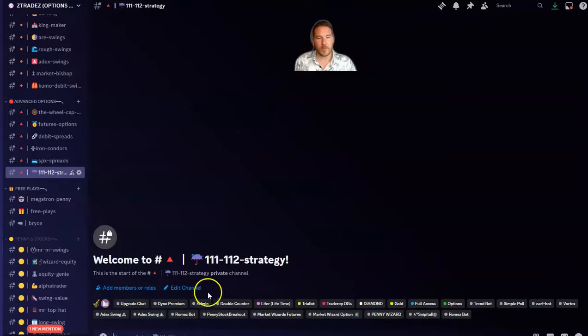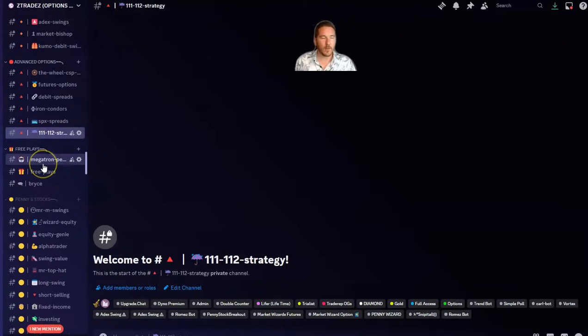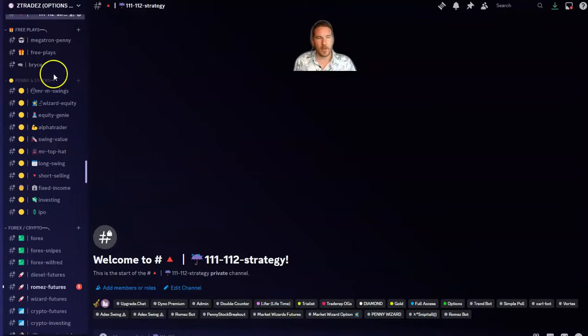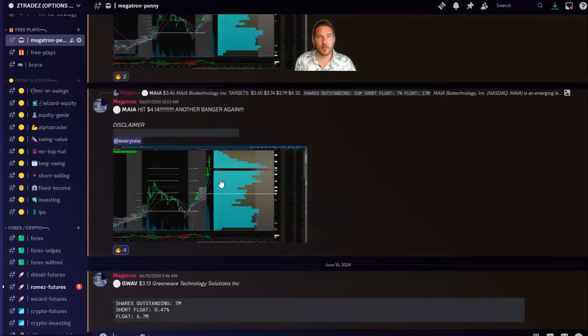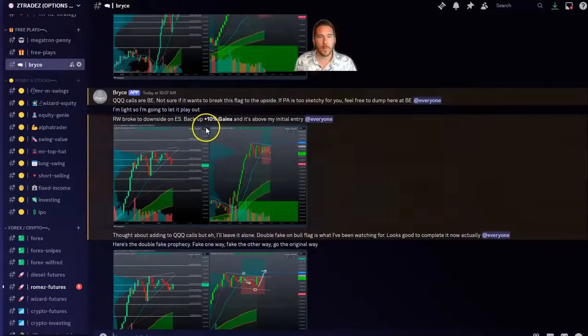The 1-1-2 strategy is something I'm going to be starting. Basically, this is a ratio spread in a way. We have sponsored plays over here by Megatron, free plays. This is equity options that we have over here. You get those for free. You never have to sign up. These are 100% free here at Z Trades. If you don't want to sign up for a membership, you get these for free. You also get options trades for free.